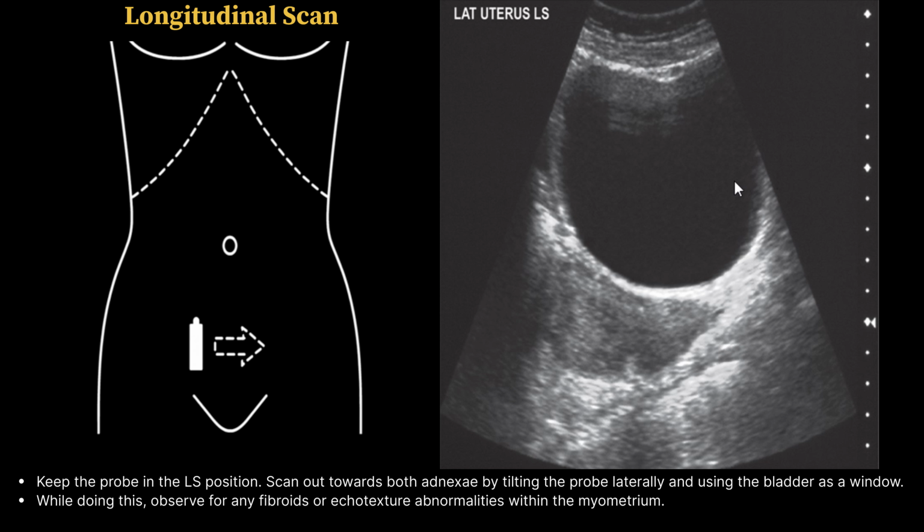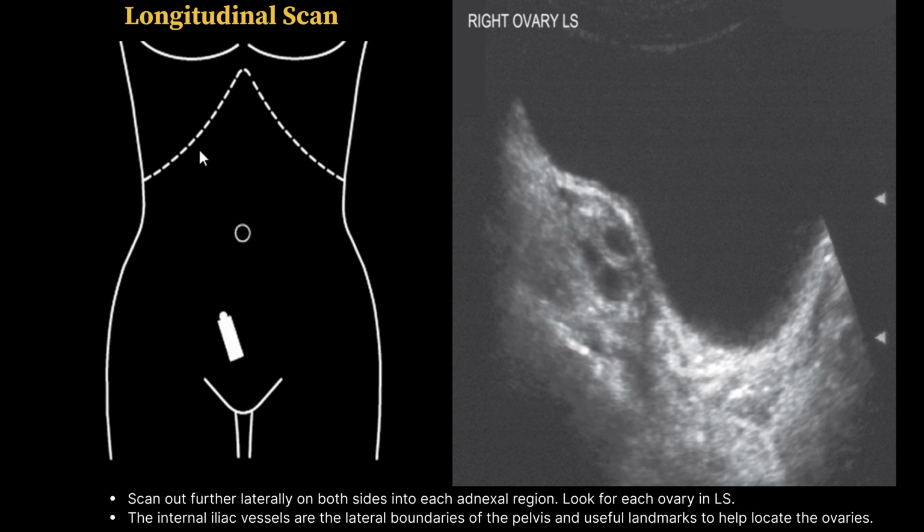And now here we can see the adjacent sonogram of the uterus in the longitudinal transabdominal scanning. And here we can see the uterus, and this is the urinary bladder, and here we can see the right adnexa, and here the small follicles are also seen. And now we are going to discuss the probe positioning technique to visualize the right and the left adnexa.